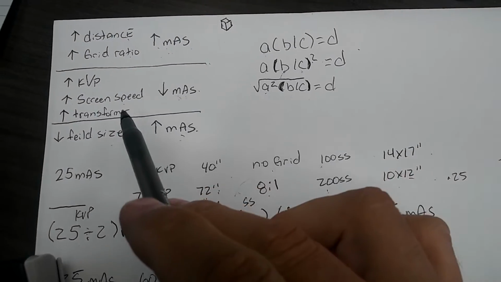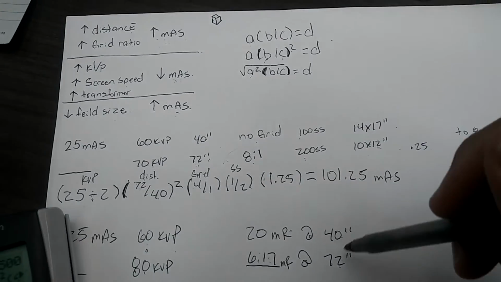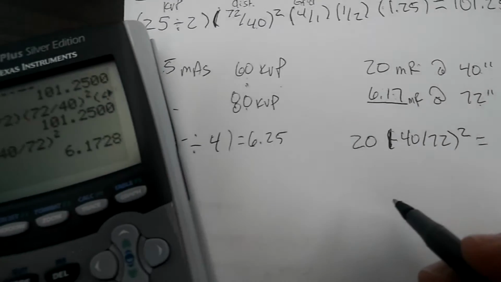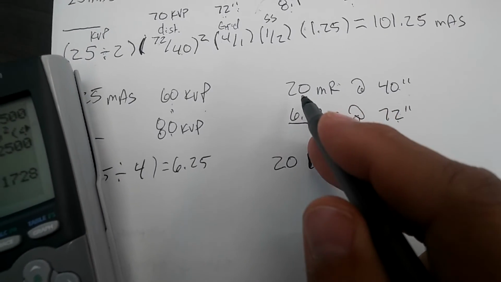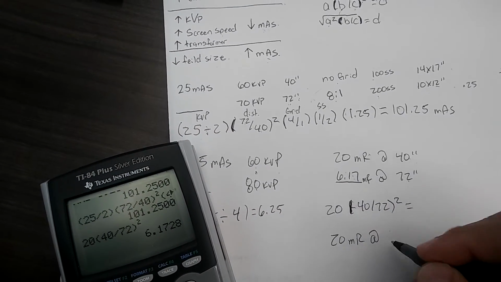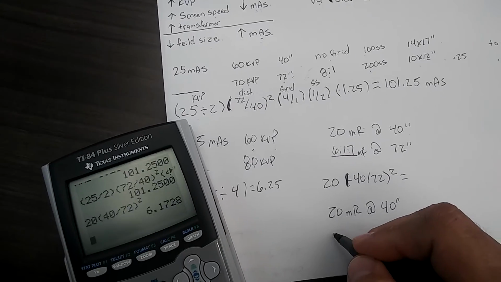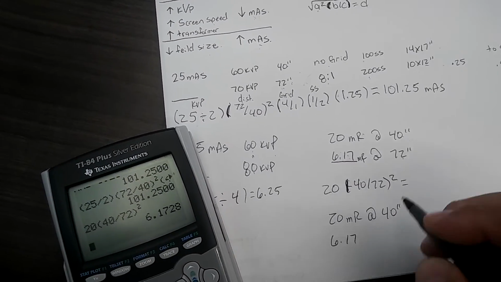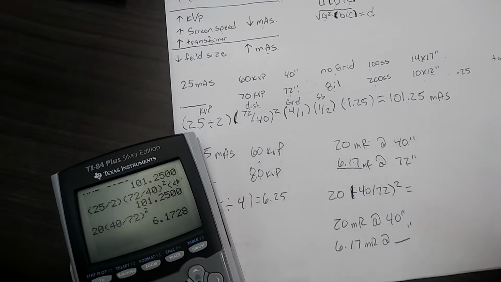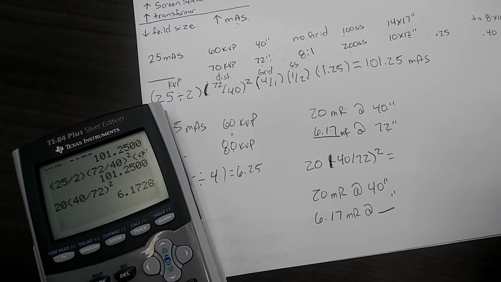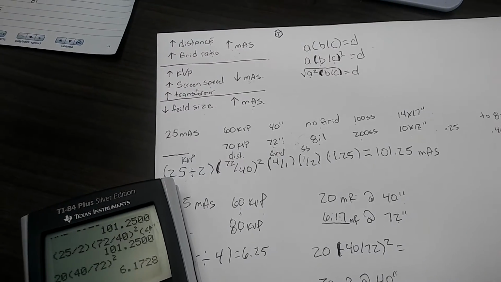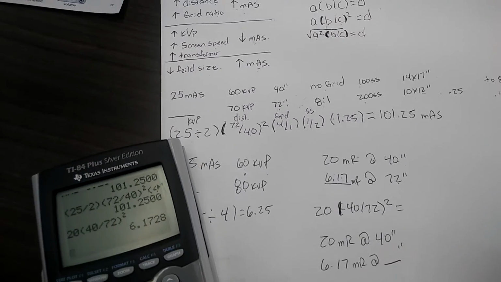And this can work at any distance change. I'm just using milliroentgens because I haven't gone over it here. So let's say I was given 20 milliroentgens at 40 inches, and then I was given 6.17 milliroentgens and asked for the distance. That seems like it would be difficult, but in all reality, if you just know those three formulas, you can do any of this.